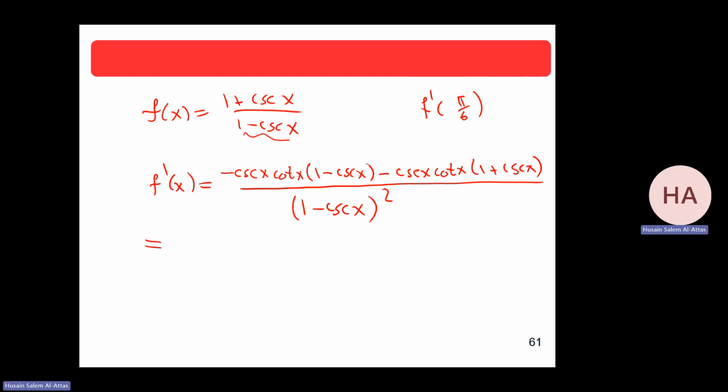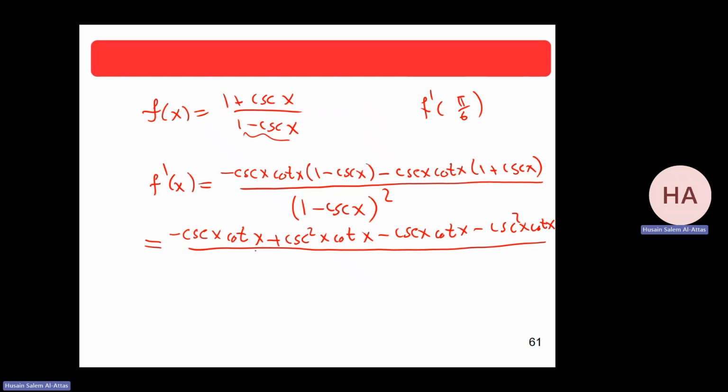Now I need to do this. Let me do the calculation and simplify it. That will be minus cosecant cotan plus cosecant square cotan x minus cosecant cotan minus cosecant square x cotan x, over this.